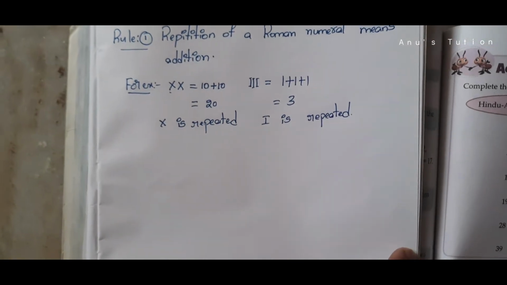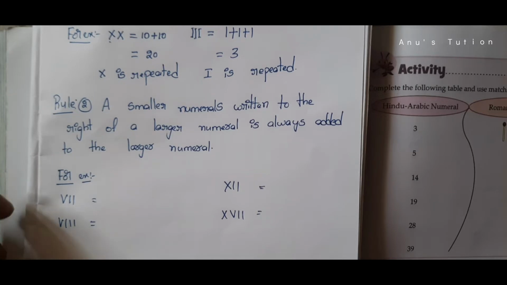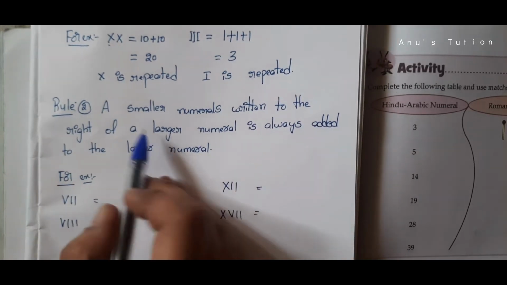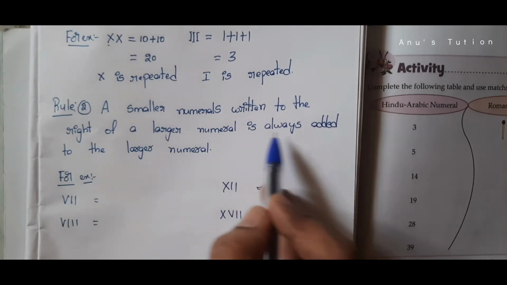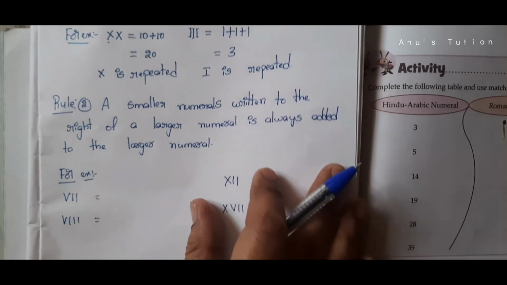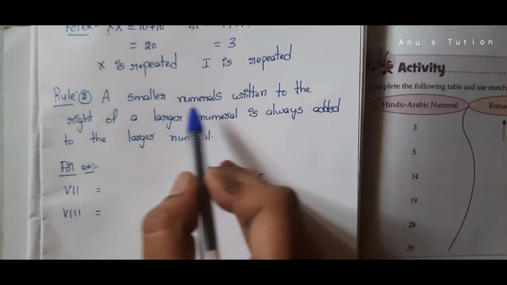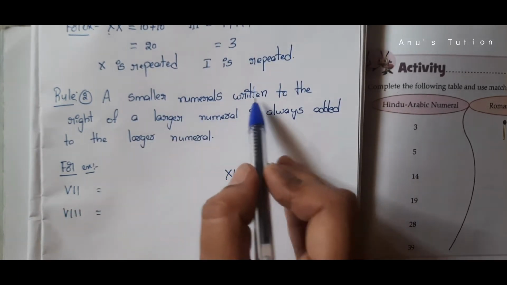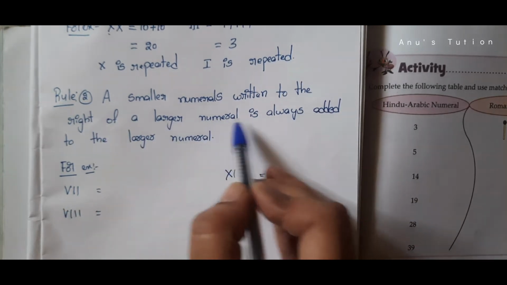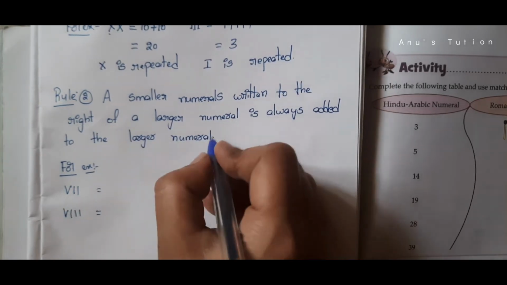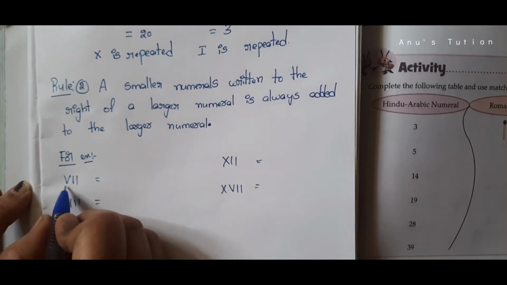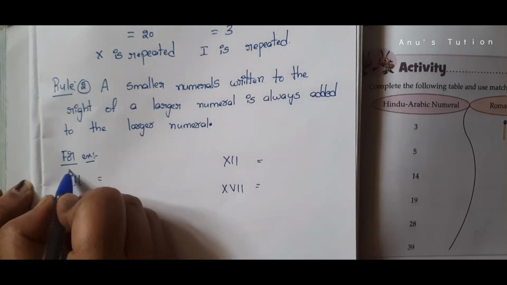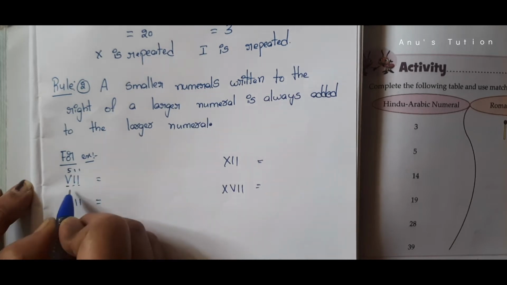Next, we will go to the second rule. A smaller numeral written to the right of the larger numeral is always added to the larger numeral. Once again, I am repeating: a smaller numeral written to the right of the larger numeral is always added to the larger numeral. With an example we can understand very easily, students. See here, this is a smaller numeral 1, this is a larger numeral 5.